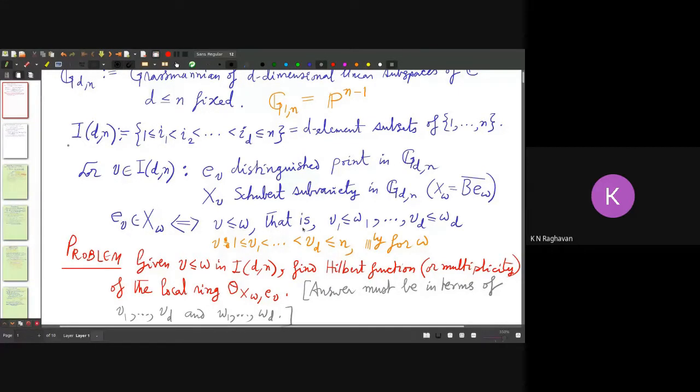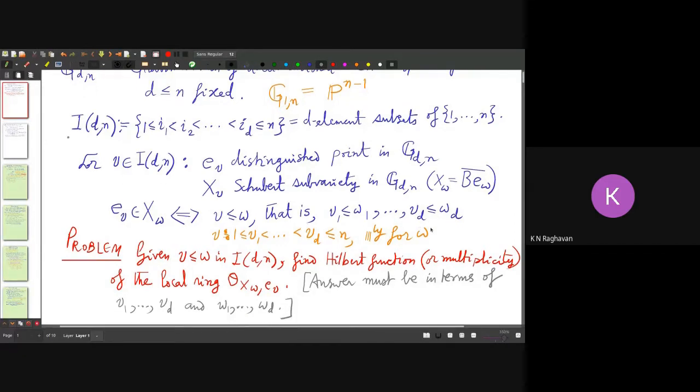What that means is the following. We are writing V_1, V_2, ..., V_d for the d elements of 1 through n that V represents, and similarly for W. V less than or equal to W means precisely that V_1 is less than or equal to W_1, V_2 less than or equal to W_2, and so on until V_d less than or equal to W_d.